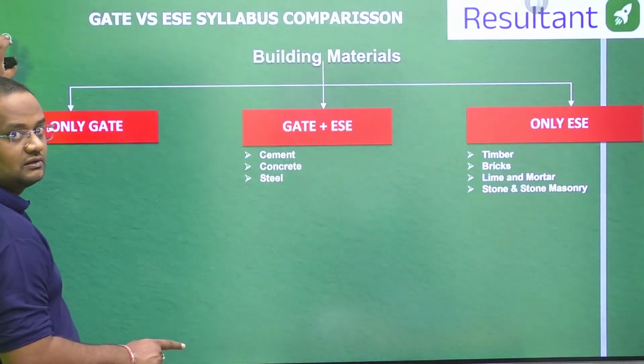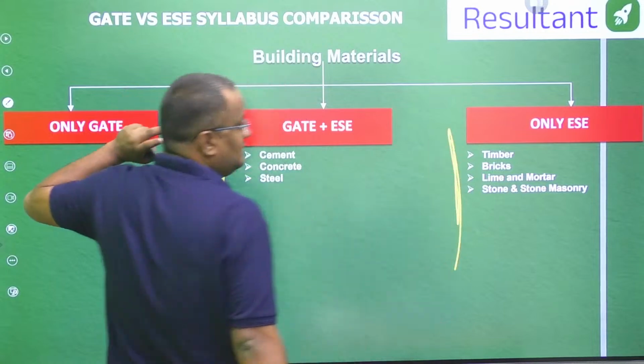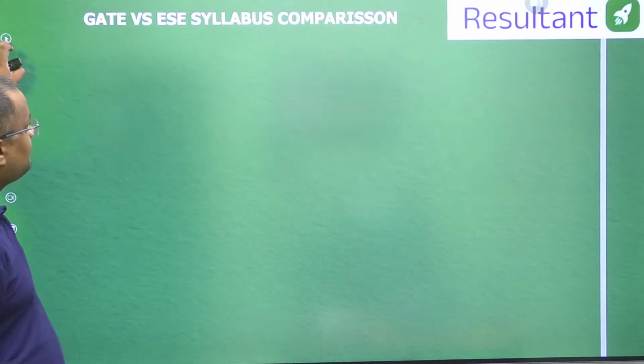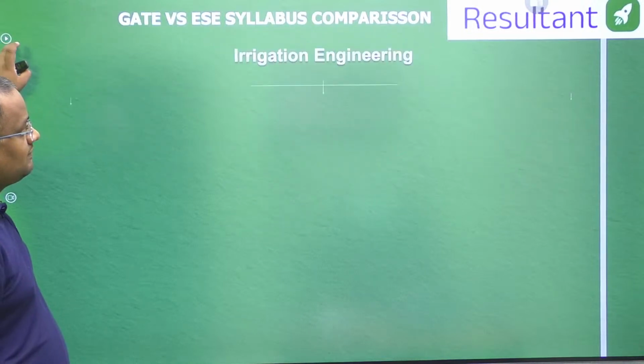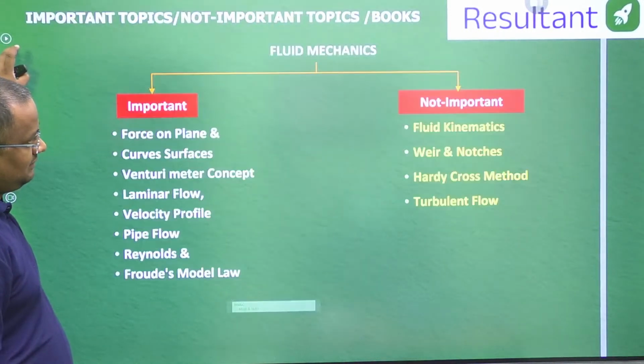Building material. What is in GATE and ESE both, and what is the topic which is only in ESE? There is no topic which is only in GATE. Okay, so this I made for each and every subject. You can mail me and take this PDF.